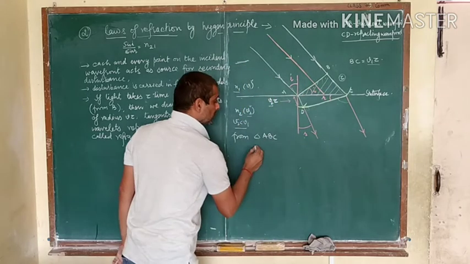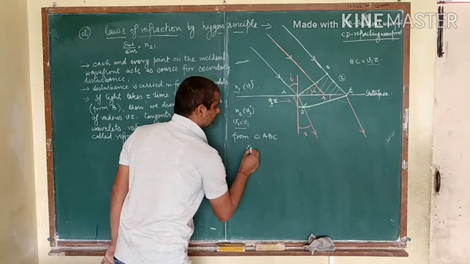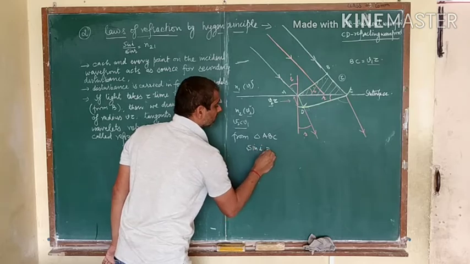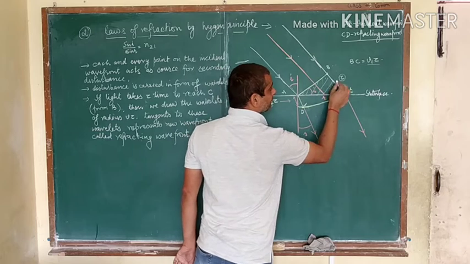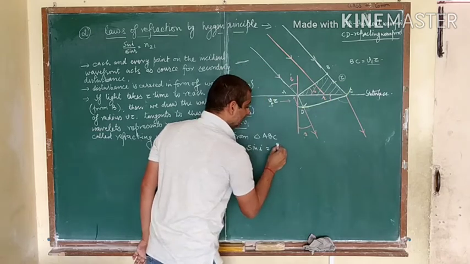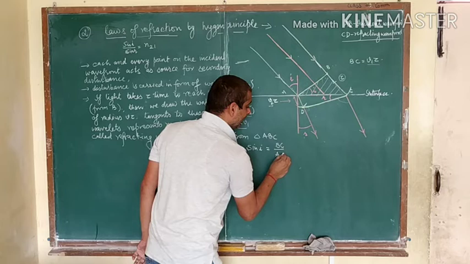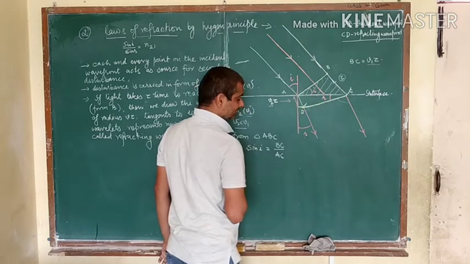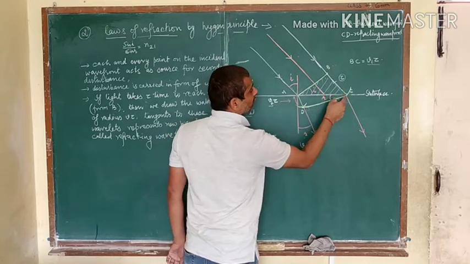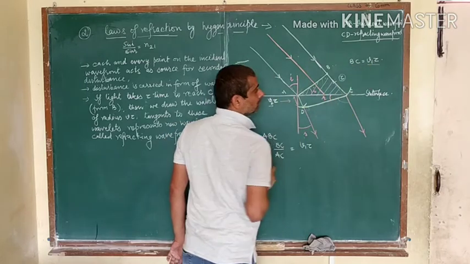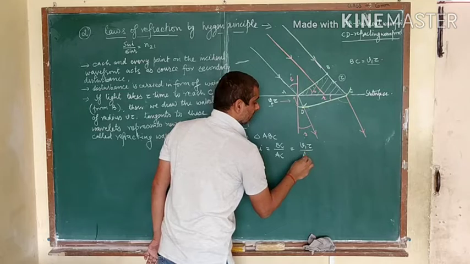In this triangle, what is sine theta, or sine I, from here? The sine is the front side, this is BC divided by AC. So we know that BC is equal to how much? It is V1 into tau, so BC is equal to V1 tau divided by AC.